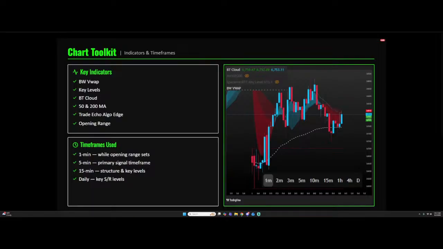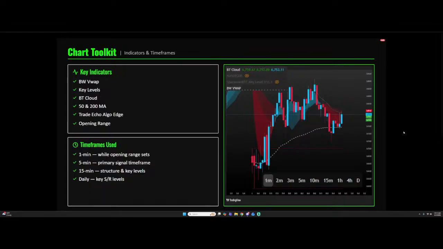All right. So here are some key indicators and timeframes that I use. Key indicators: we're going to have our own VWAP, Buckwheat's VWAP. We're going to have key levels by Spaceman BTC. It basically shows you the mid-range, previous 4-hour high, previous 4-hour low, and previous week's high and low. So it just shows you all these key levels without you having to draw them out or fill up your chart as it keeps recycling.